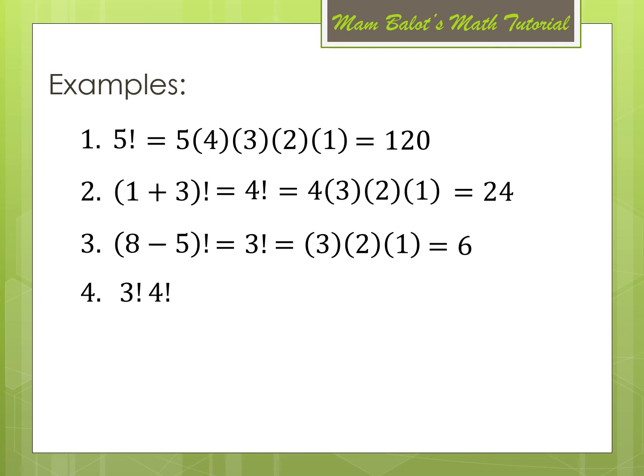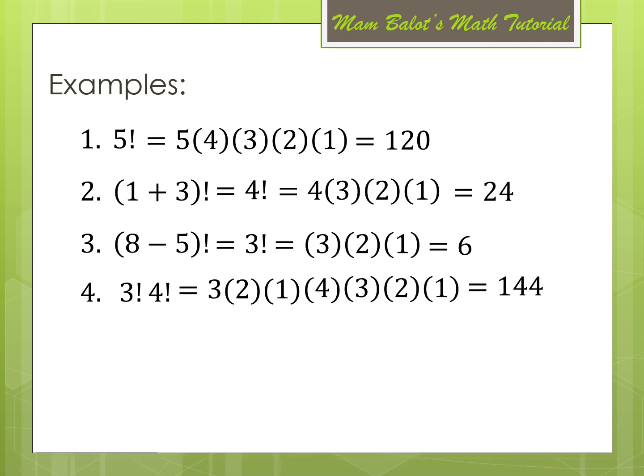Example 4. We have 3 factorial times 4 factorial. In this case, we cannot multiply 3 and 4 first. Instead, we get the factorial of each number, then multiply the results. We expand 3 factorial first, which is 3 times 2 times 1, times the expansion of 4 factorial, which is 4 times 3 times 2 times 1. Multiplying them all, we have 144. So 3 factorial times 4 factorial is equal to 144.